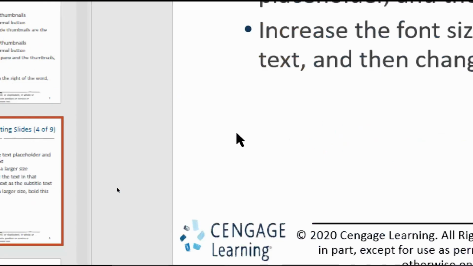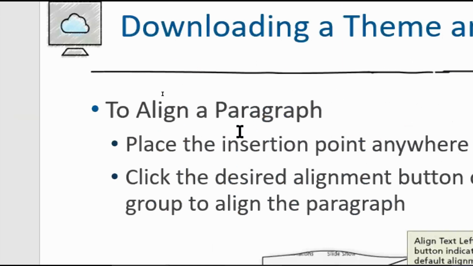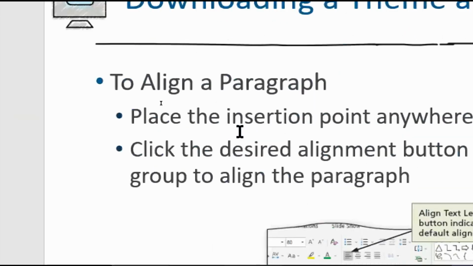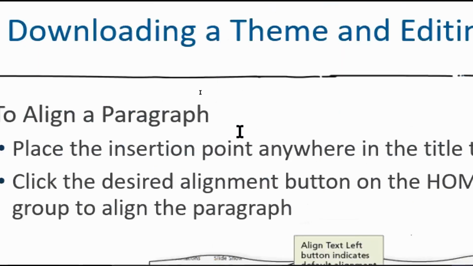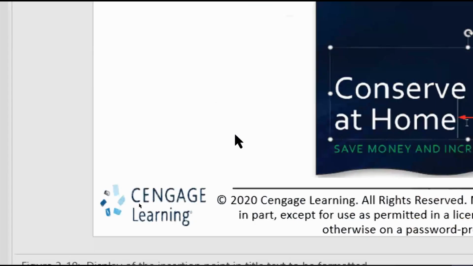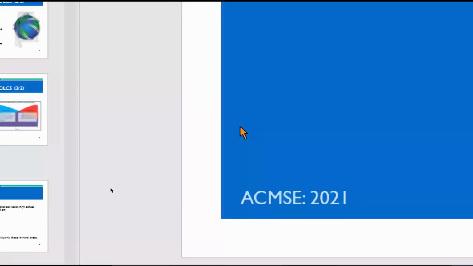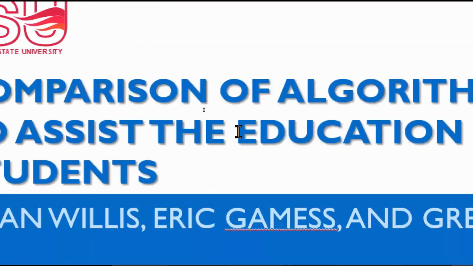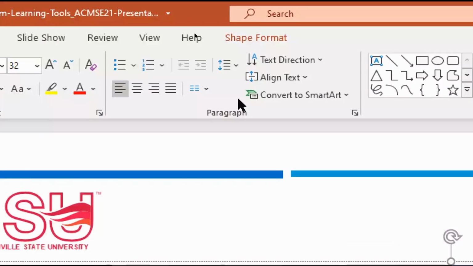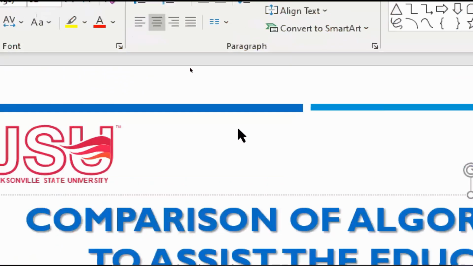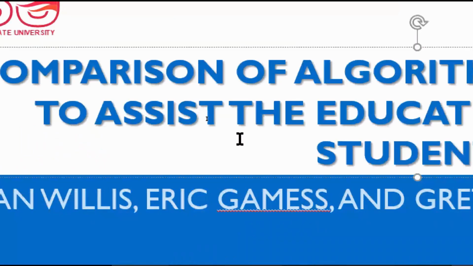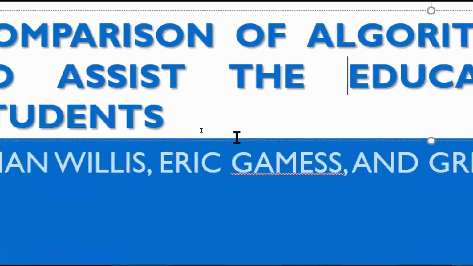So moving on, aligning a paragraph. I'm going to place the insertion point anywhere in the text and then choose the alignment we want. You don't have to select the text in order for this to work. We can just press it here. And we don't have to select, just click, and now the whole thing is centered. Do the same thing with right alignment, justified, but I'm going to leave it alone.